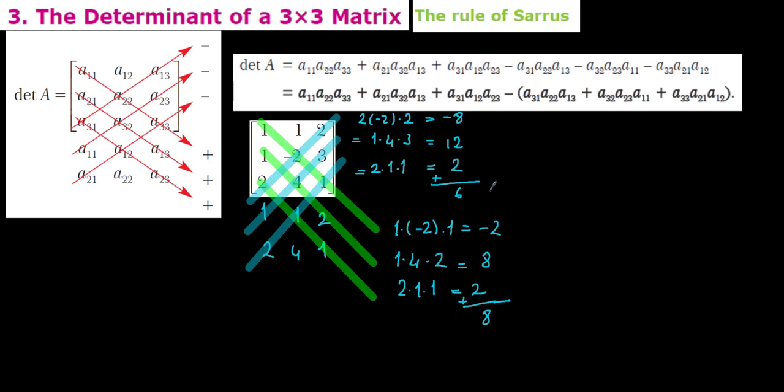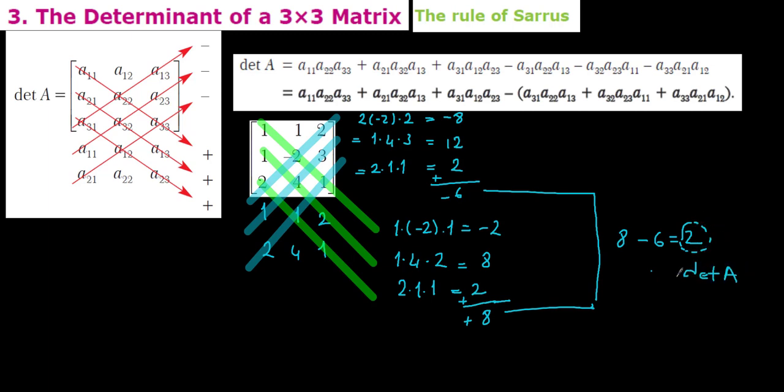Then this is the last part. Here we put these two together: these are the positive ones, these are the negative ones, which means 8 minus 6 is equal to 2. So ladies and gentlemen, this is the determinant of A.